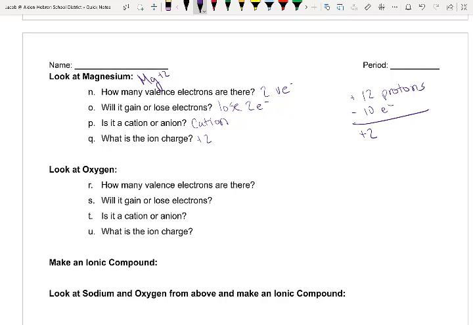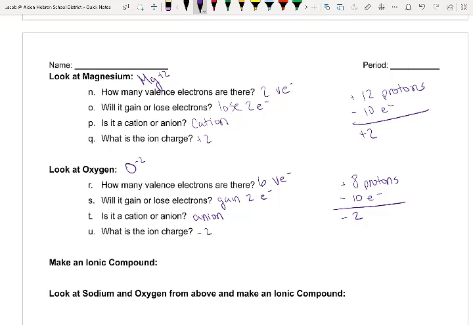Oxygen, on the other hand, we have 8 protons. It is in column 16, so there are 6 valence electrons. Because there are 6, it is going to want to gain 2. It's going to be the easiest thing for it to do. So if it's gaining 2 electrons, we're now up to 10, which means it's going to have a -2 charge. And again, because it's negative, it's an anion.